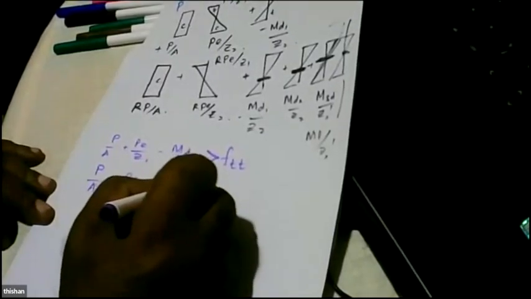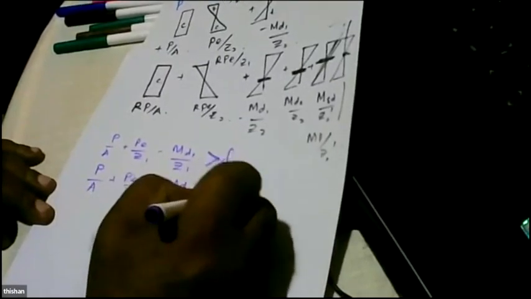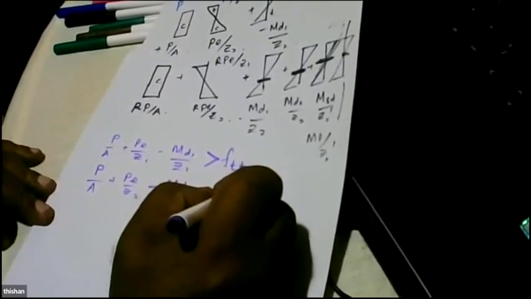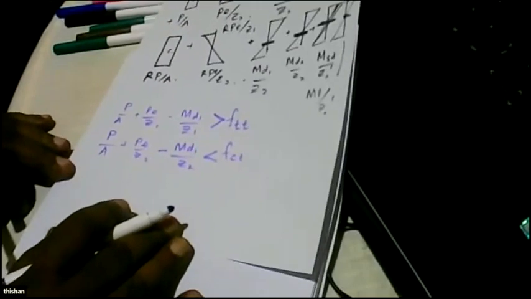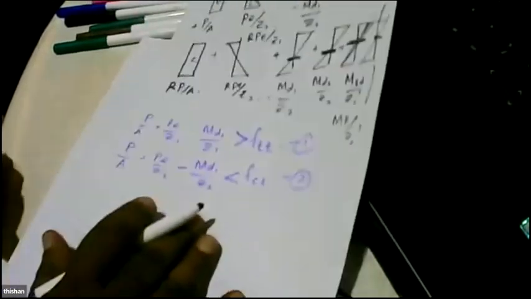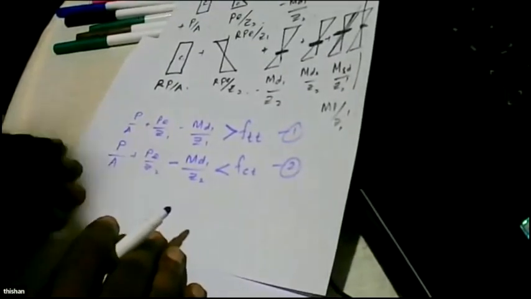And then at the bottom fibre, it is going to fail in compression under transfer. P over A plus P over Z2 minus MD1 over Z2 should be less than compressive stress at transfer, right? So this is equation number 1. It is equation number 2. Now we look at equation number 3.